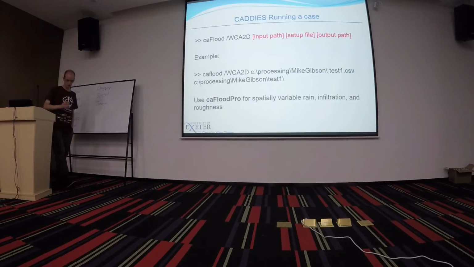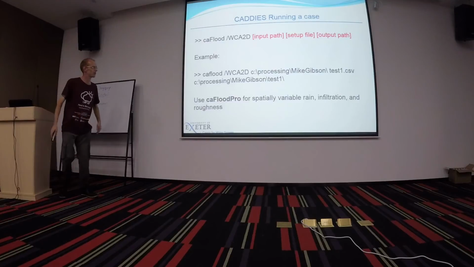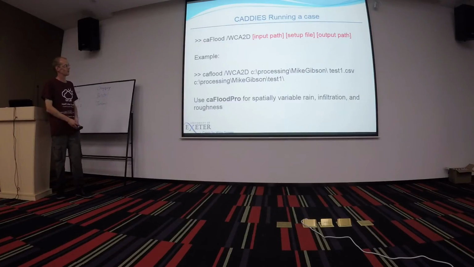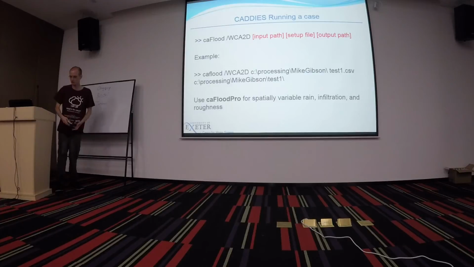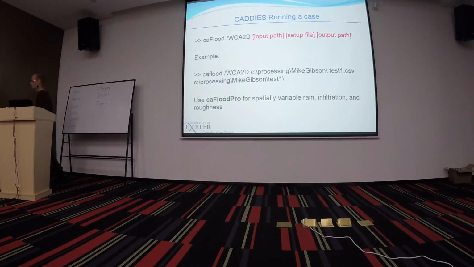So, how to use the actual application itself. We have two versions of the application, what we call CA Flood and CA Flood Pro. There isn't too much to cover on the Pro application, other than the fact that it has spatially variable roughness, rainfall, and infiltration. So in the basic version, those have to be set uniformly across the grid.